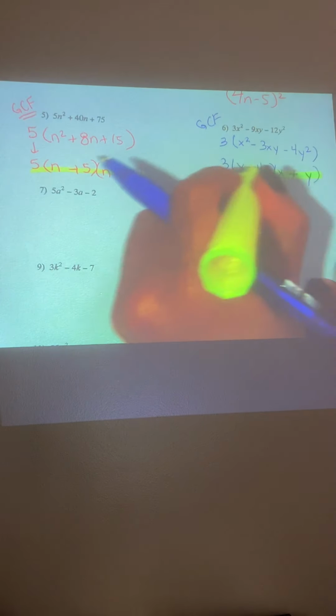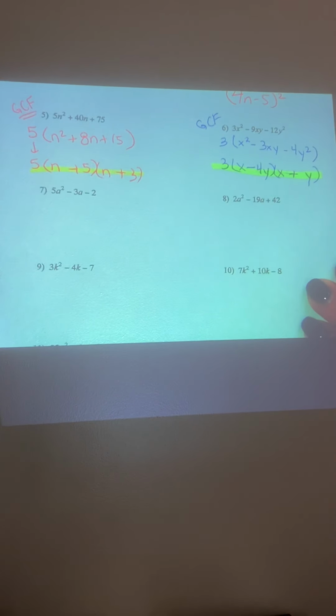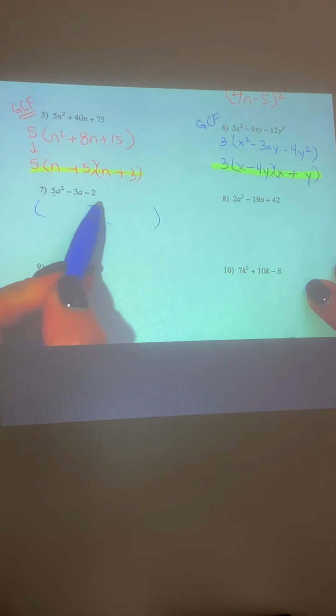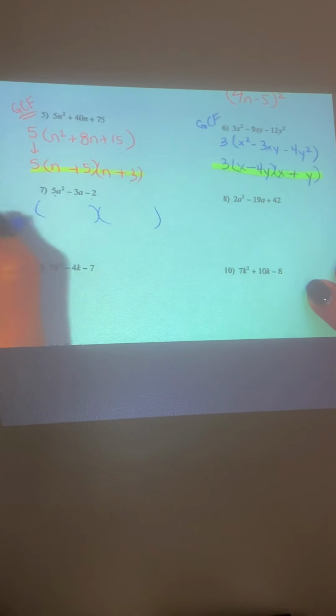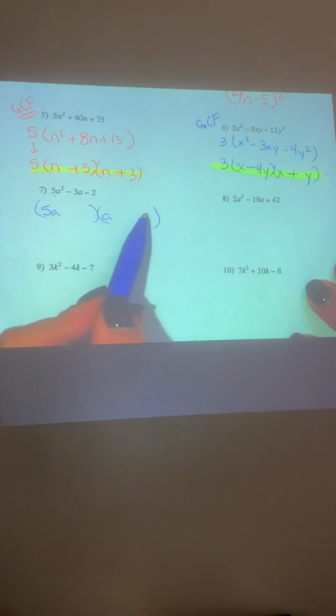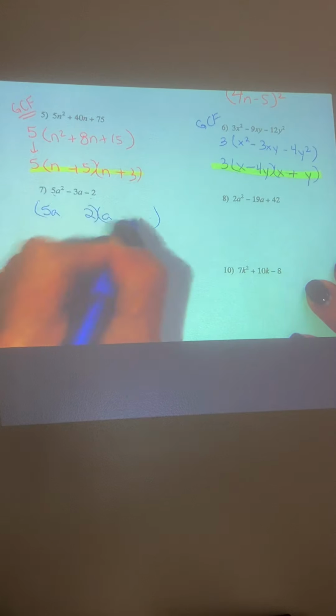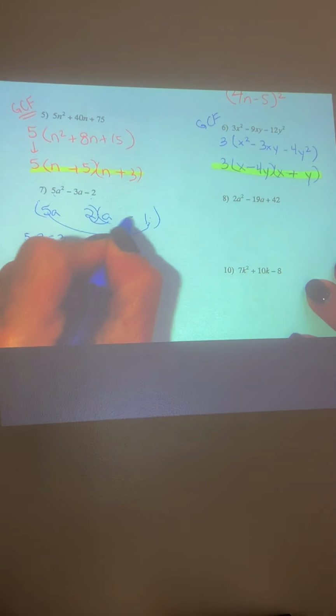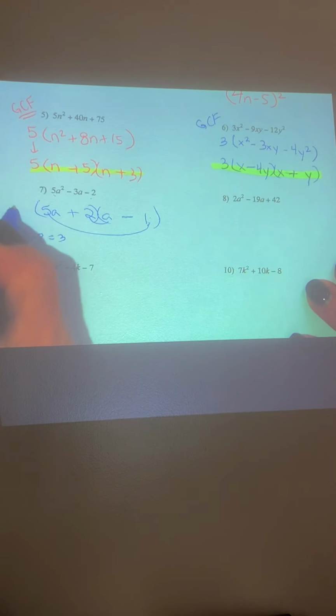Okay, next. No greatest common factor, so I'm looking for factors of 5 and factors of 2 that subtract to 3. We got 5a and a. 2 has got to be 2 and 1, okay? Think for a second. If I put the 2 here, I get 10. The 2 has got to go here and the 1 here. 5 times 1 is 5. 2 times 1 is 2. 5 minus 2 equals 3. I'm good. Outer's right. -5, +2 gives me -3.